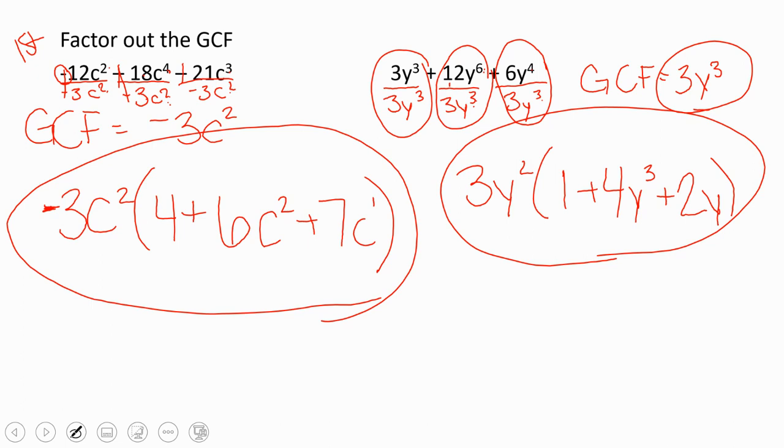You want to double check after you get your answer that you factored out the GCF, meaning that there's nothing else in common inside of the parentheses. Okay, so if this one was a 2 or an 8 or something, you would notice that they could all also be divided by 2, so you'd have to go ahead and do that as well. Okay, so always make sure that you got the GCF.